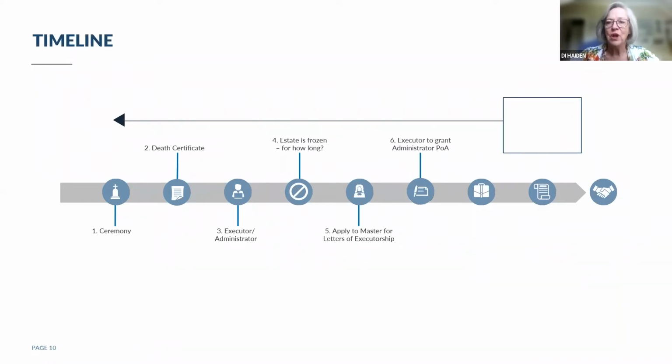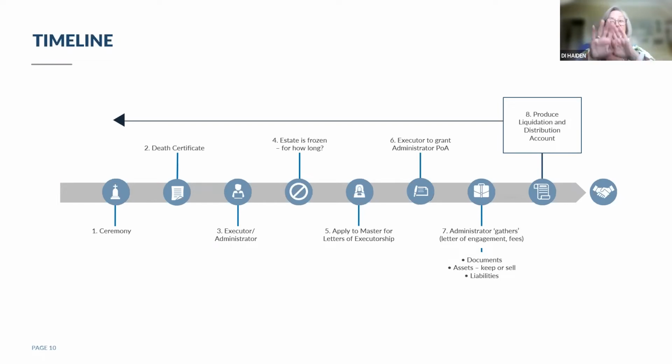Then the executor gives a power of attorney to the administrator to wind up the estate. And the administrator does this very important job of gathering everything and putting it into the liquidation and distribution account. Now, if there are any problems, we don't know until that point.